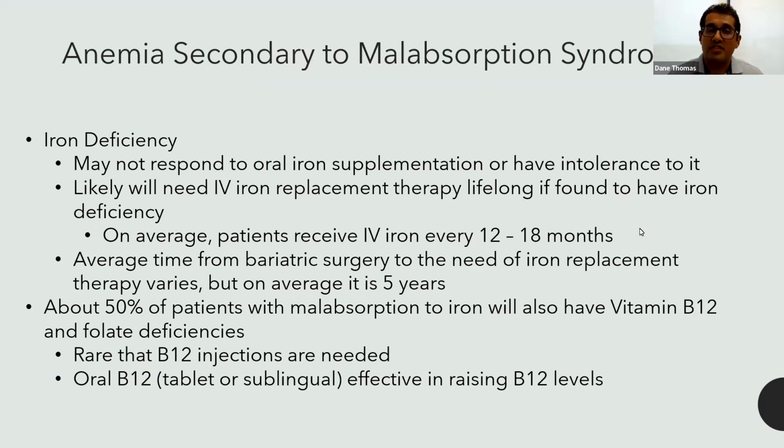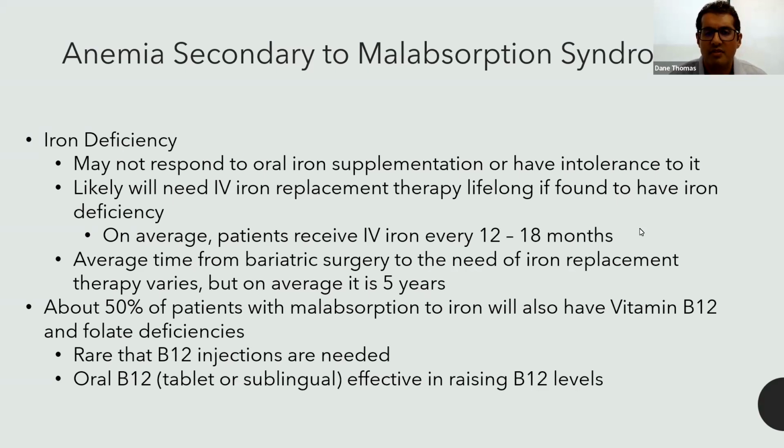Now, anemia that's secondary to malabsorption syndromes is quite common in our practice. And we first will talk about iron deficiency. Unfortunately, iron deficiency secondary to malabsorption may not respond to oral iron supplementation, or patients, because of their malabsorption issue, don't have a great tolerance to it. These patients likely will need IV iron replacement therapy lifelong if found to have iron deficiency.